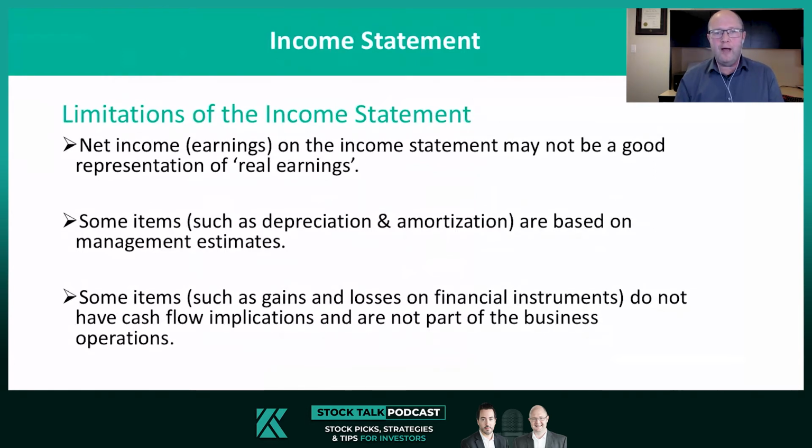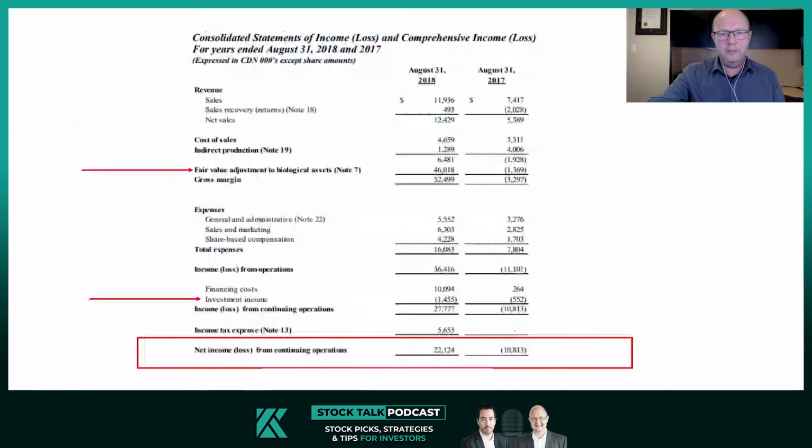So that's a major issue to consider. But there are also other items on the income statement, like gains and losses on financial instruments that don't impact the cash flow and aren't really part of the business operations. Right? So here's an example of an income statement. And if somebody were to look at this and go right to the bottom, they'd see 22 million in net income, up from a loss of about 11 million in the year before. And that looks really impressive. But once again, we can't just take this number at its word. We need to look through the income statement to see if everything looks legitimate.